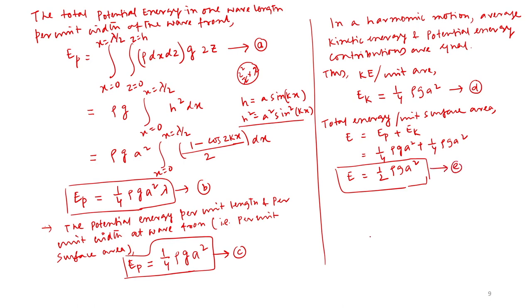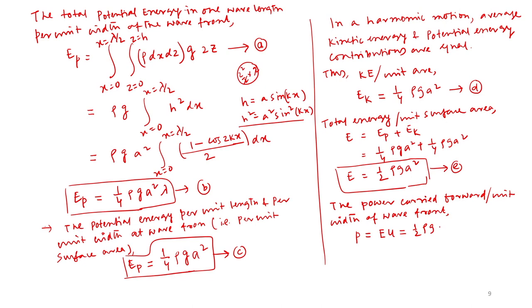Okay. Now, if we have to find out the power, then how to do the calculation? The power carried forward per unit width of wave front will be P is equal to E into U, which is nothing but 1/2 rho z a square into V by 2. Okay. So this may be equation number F. Here U is equal to V by 2 is called the group velocity.